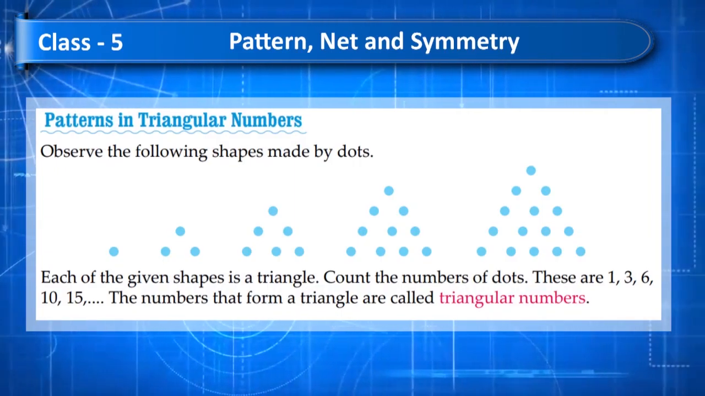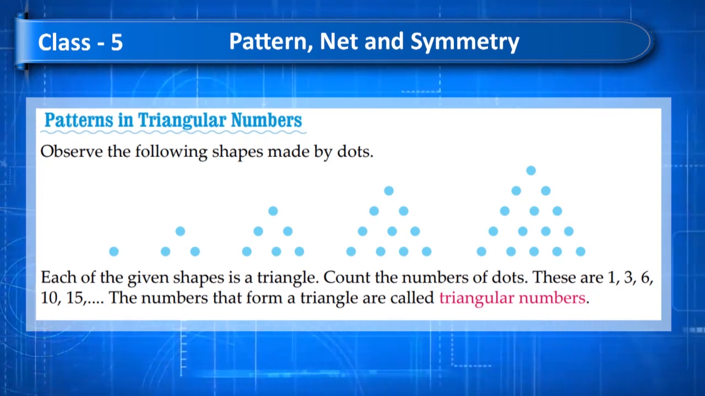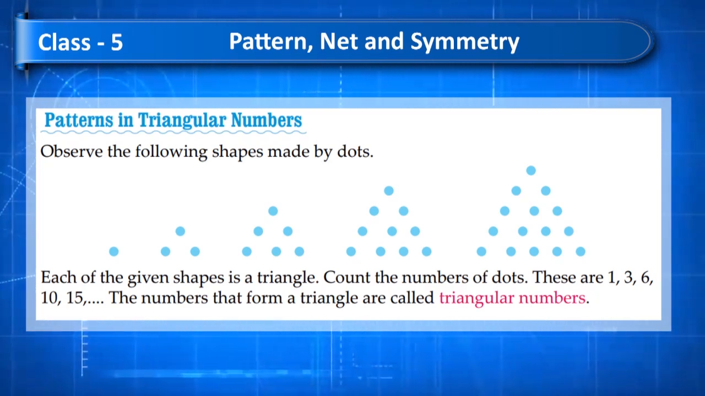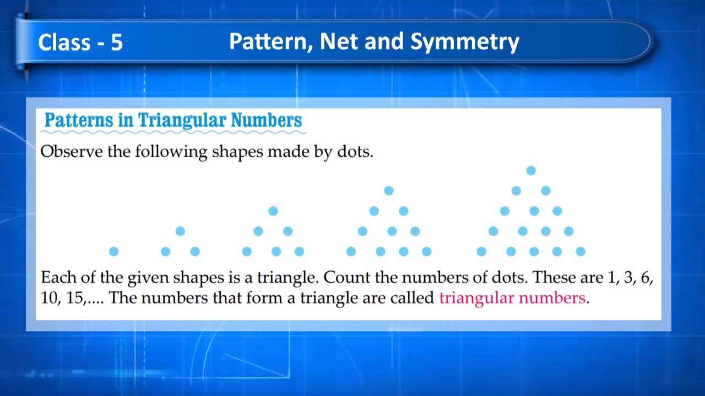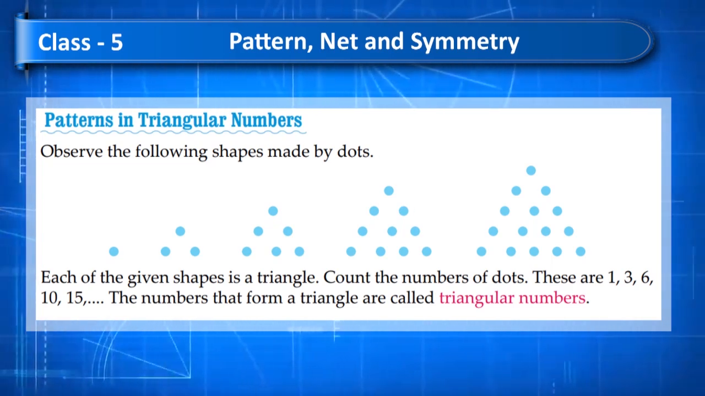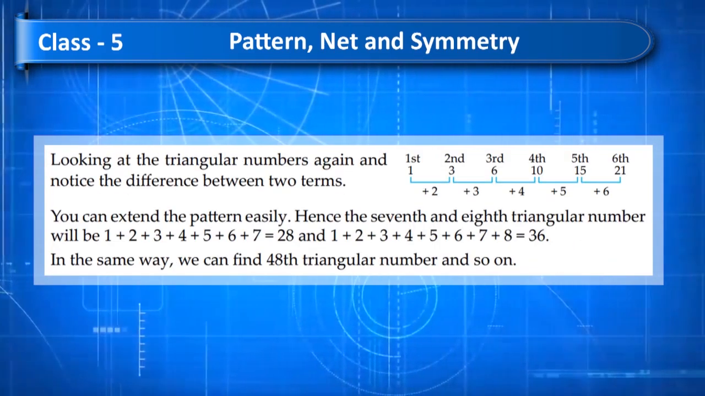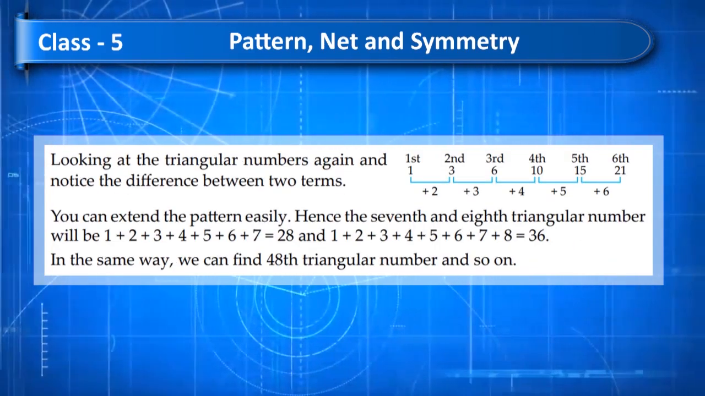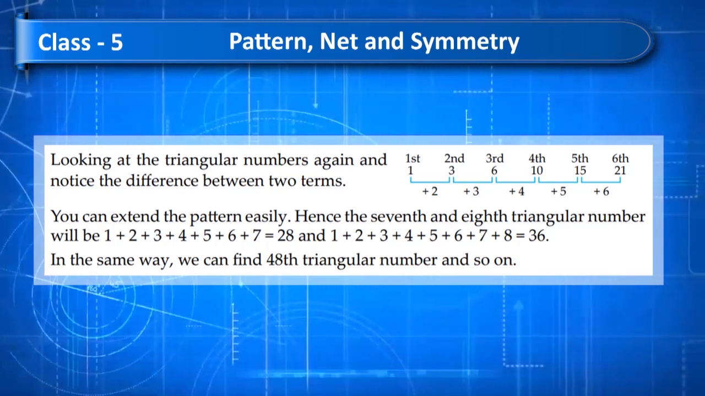Patterns in triangular numbers. Observe the following shapes made by dots. Each of the given shapes is a triangle. Count the number of dots. There are 1, 3, 6, 10, 15. The numbers that form a triangle are called triangular numbers. Look at the triangular numbers again and notice the difference between them. You can extend the pattern easily.